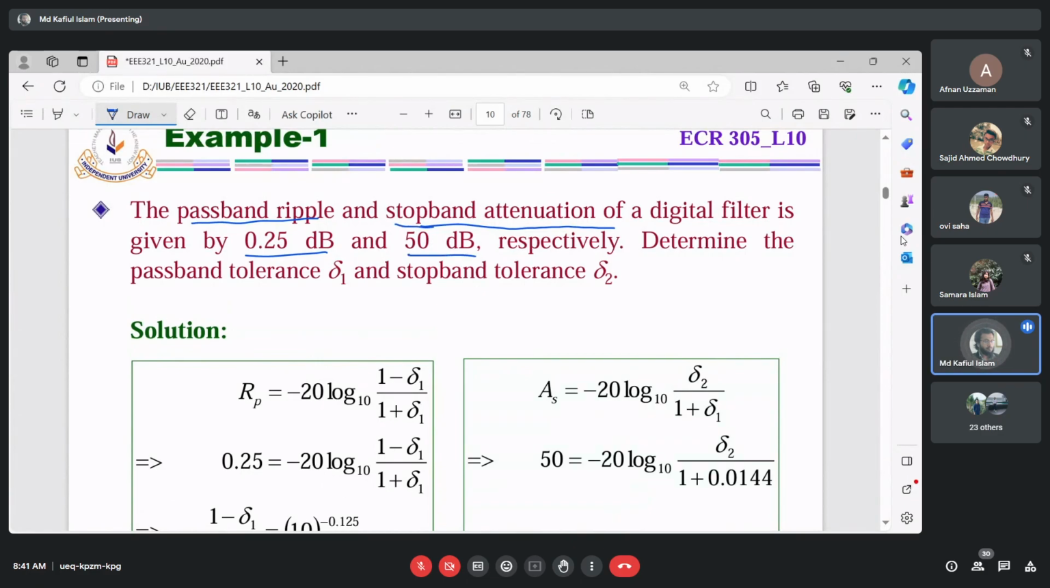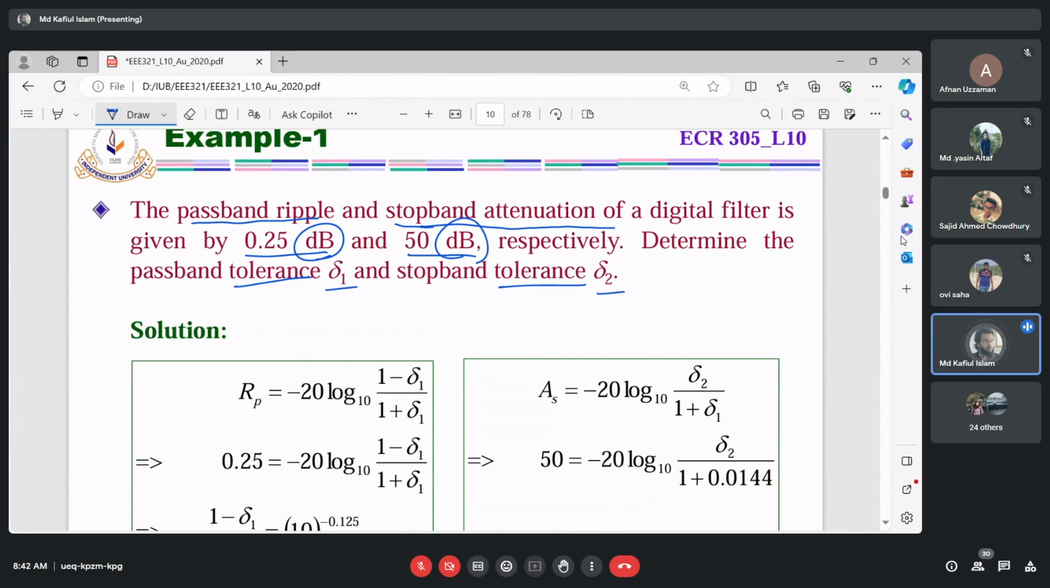Is it given in terms of absolute or relative specification? Relative. Yeah, because it is in terms of decibel, right? You can easily understand that. And then you have to determine the passband ripple tolerance, or that ripple is also sometimes called tolerance. So passband tolerance or passband ripple delta 1, and stop band tolerance or stop band ripple delta 2.